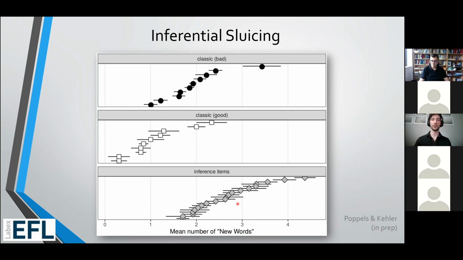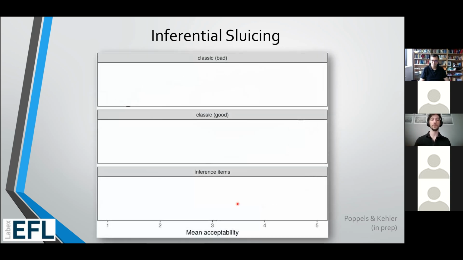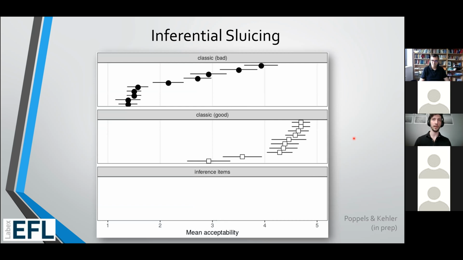But that's only half the story, right? This is only laying the groundwork. The real big question now is acceptability. And so once again, I'll show you first a minimal pair from the literature. Looks like this. A beautiful bimodal distribution. This time it's actually a bimodal distribution.